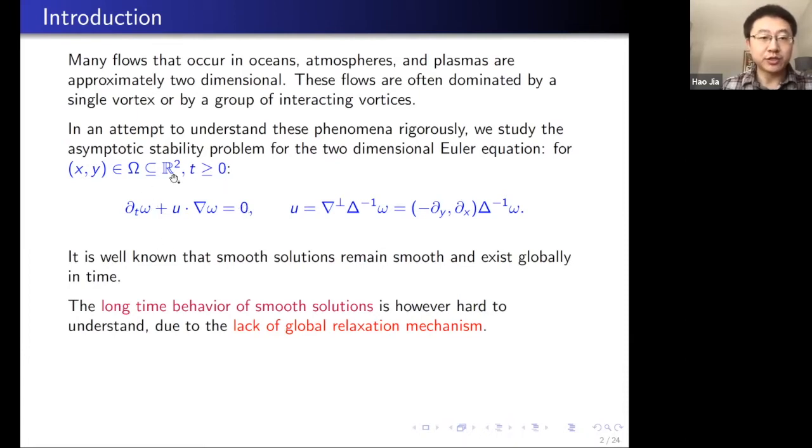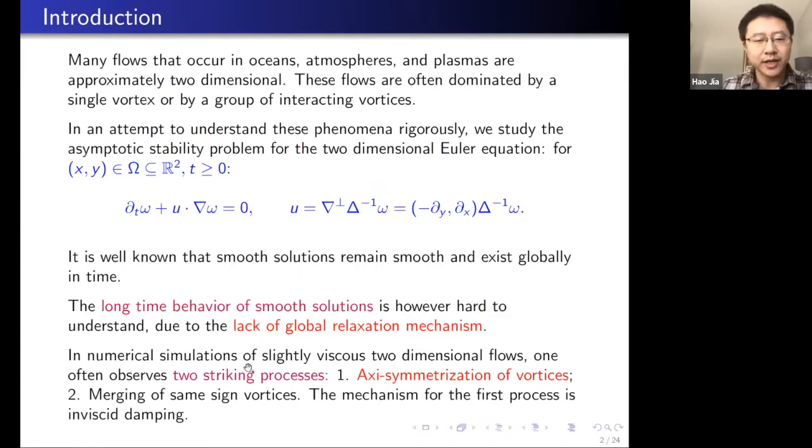For the 2D Euler equation, we know that smooth solutions remain smooth and exist globally for all times. So the regularity is not the central problem here. But the long-time behavior of smooth solutions is, however, very hard to understand because we don't have any global relaxation mechanism. Just from this equation, one would not expect a regular behavior, because you have this nonlinear transport equation. The velocity field transports your vorticity as a scalar everywhere, and it doesn't seem you have any kind of relaxation mechanism in play.